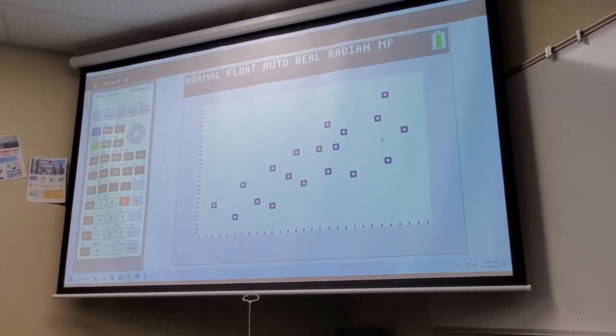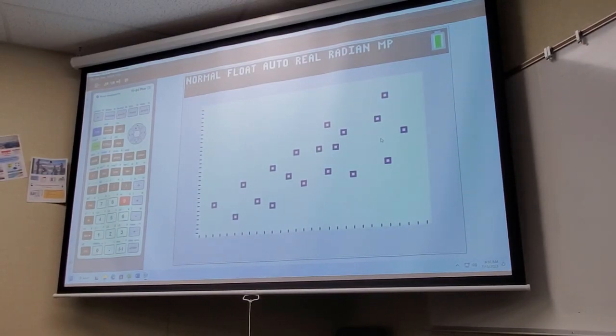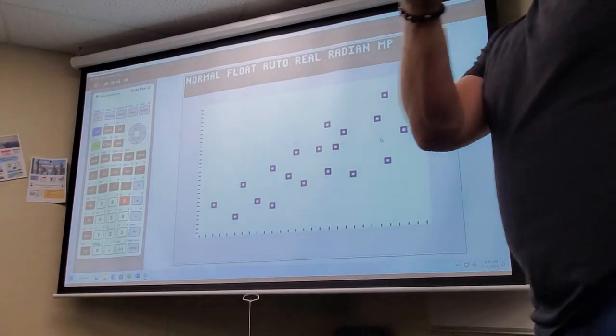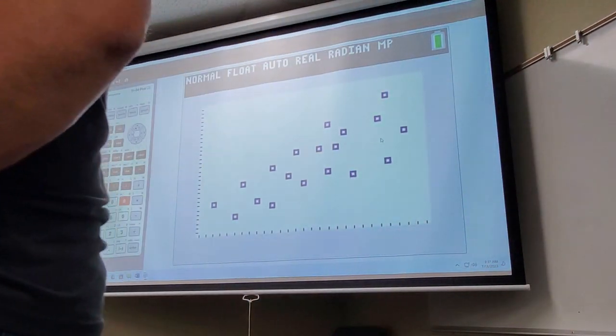So this one, is it a much clearer trend? Yes. Visually, yes. Is it still strong? No. No, but it's much clearer. So would you say R would be like 0.2, 0.5, 0.7? What would your guess be? 0.25. Anybody else have a different guess?